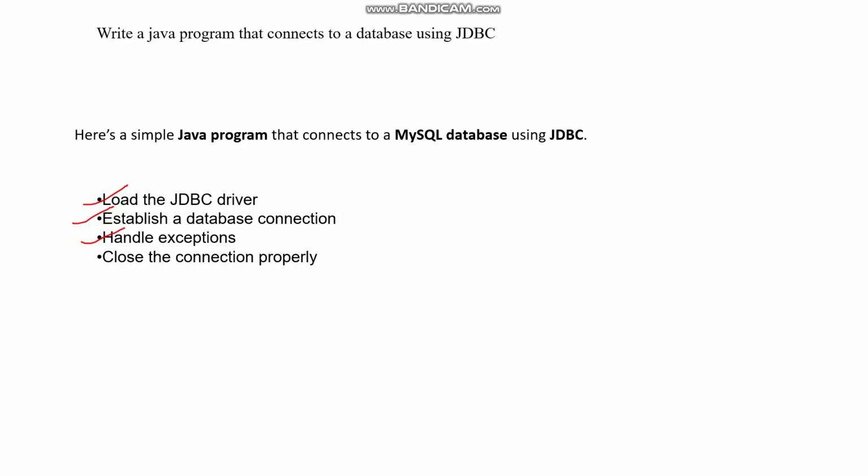After doing the operations, lastly we are closing the connections properly. The first step is to load the JDBC driver. The second is to establish the database connection, and the third is to handle the exceptions which occur during the database connection. For this purpose, we are using try catch blocks, and the last step is to close all the database connections.